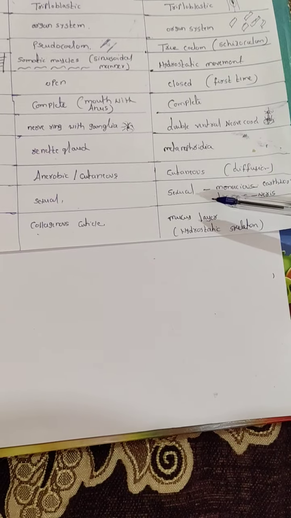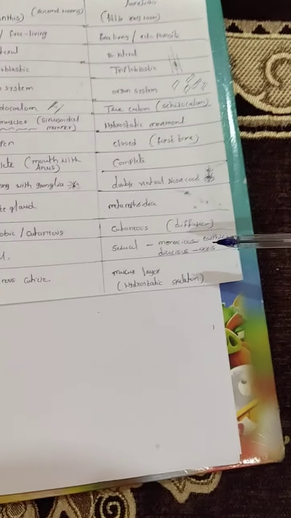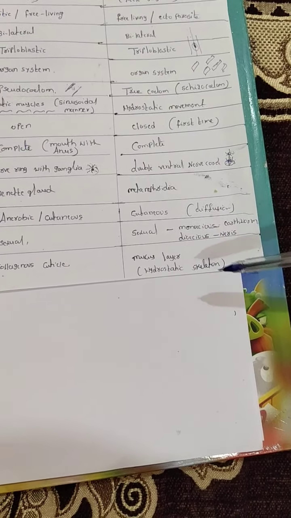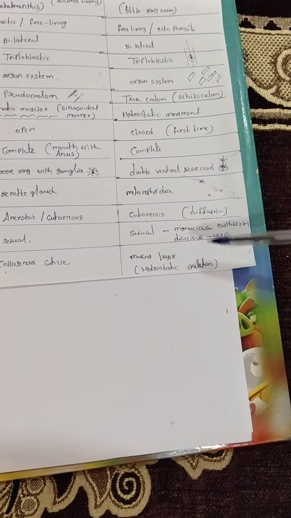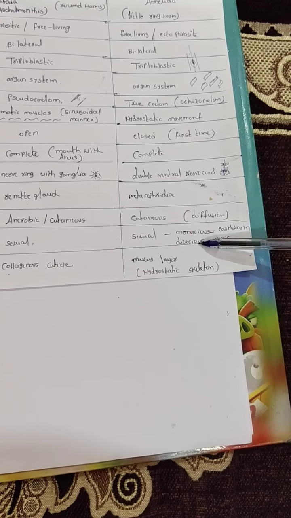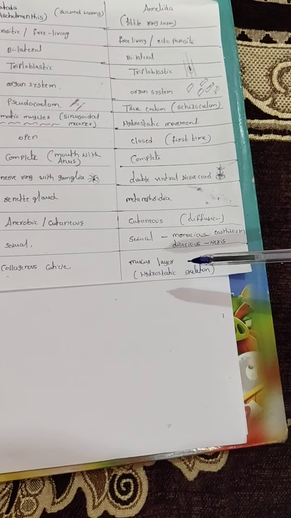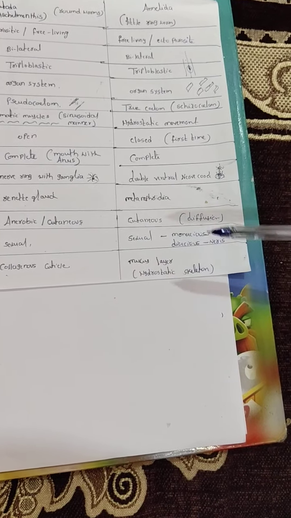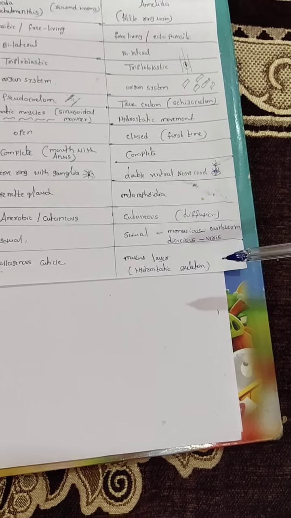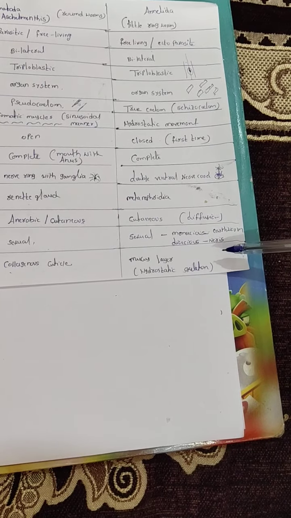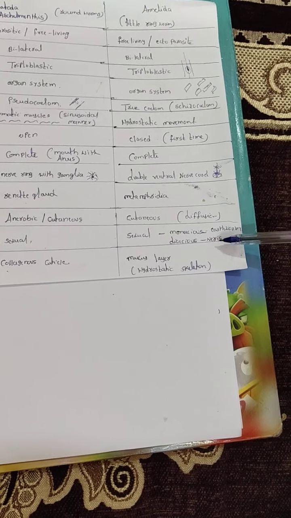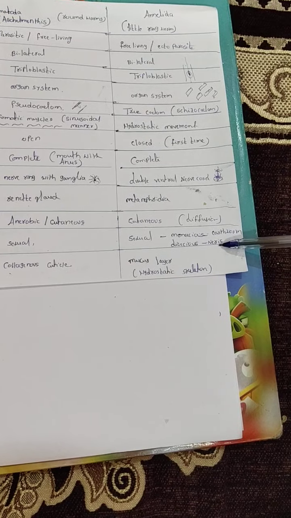And then reproduction. What type of reproduction? Sexual reproduction. Some organisms are monoecious, some organisms are dioecious. Dioecious indicates, as I already said, that the male organism is different and the female organism is different. The best example of dioecious is Nereis. Nereis is commonly called a sandworm.